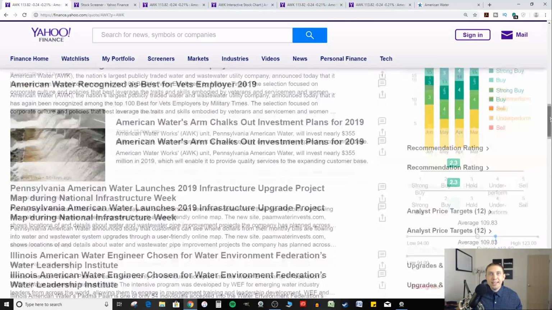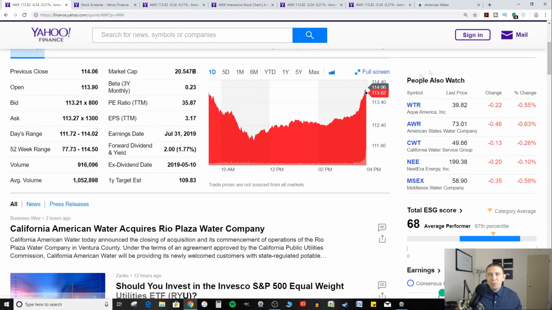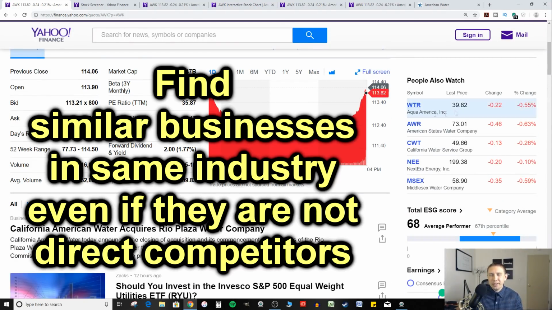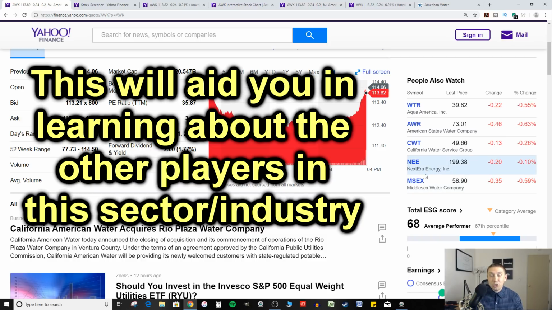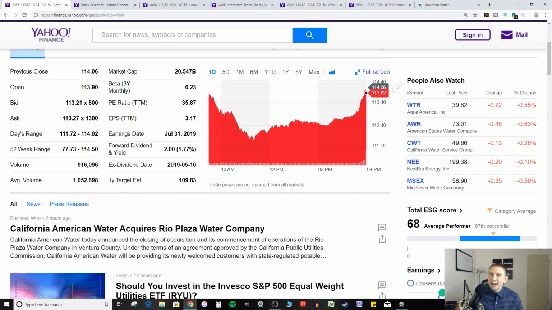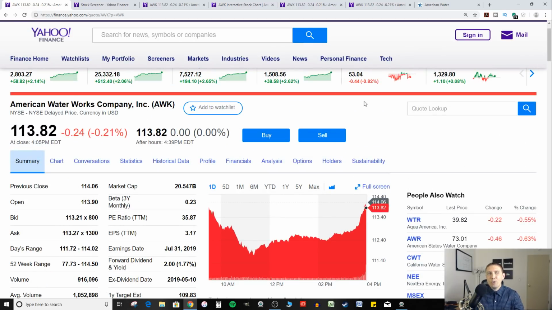So what's an easy way to find some of its competitors? Well, right away, what Yahoo has built in, I don't know how long this has been around, is that you can quickly see that if people are watching American Water Works, they're also looking at these other investments: American States Water Company, Aqua America. They're also looking at NextEra Energy, which is not a water utility, but it is a utility company. So right away, you can get a sense that two very similar competitors are Aqua America and American States Water Works. You might check out those investments as well before you decide which water utility company you want to invest in.